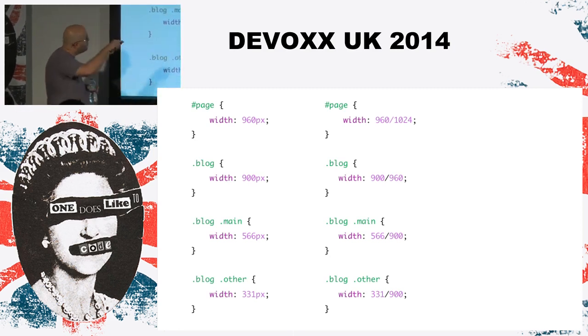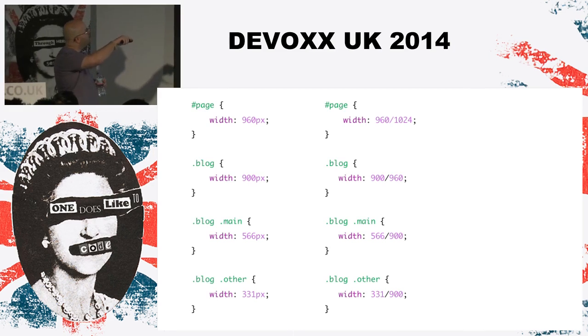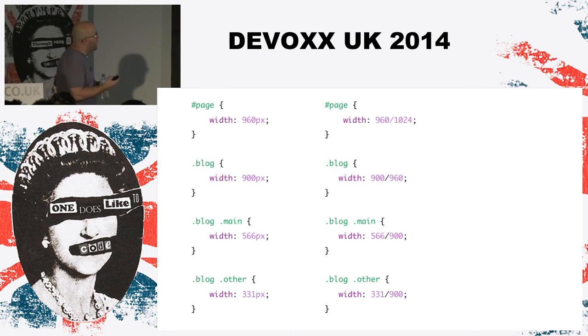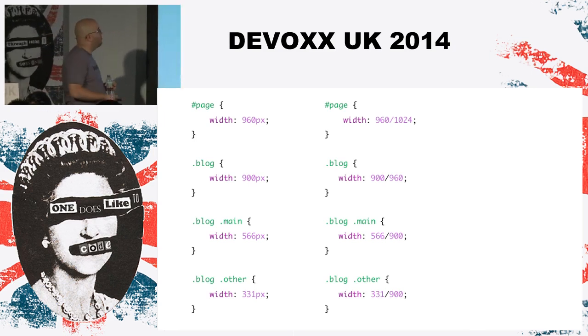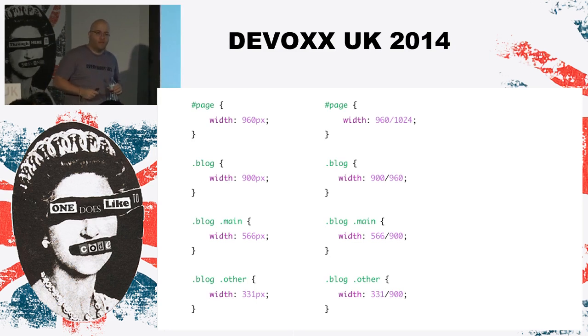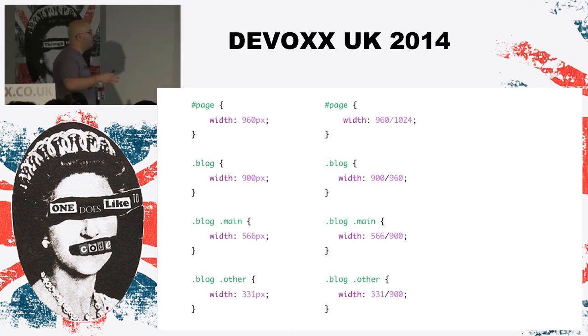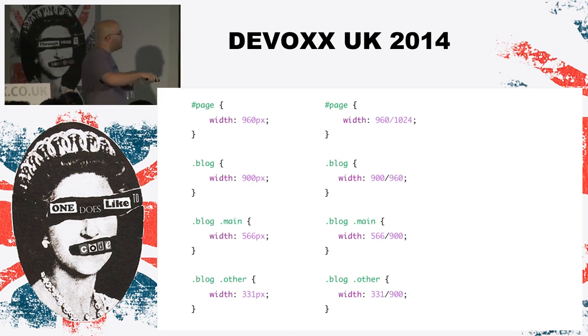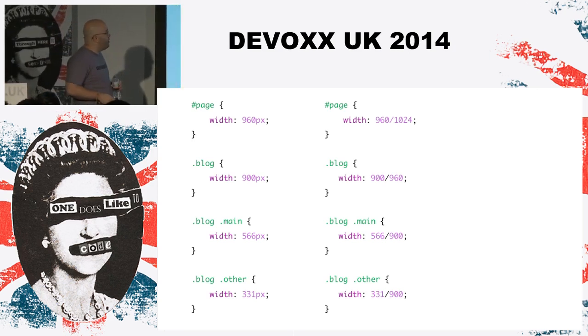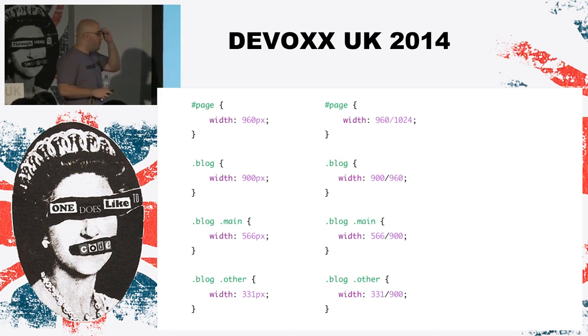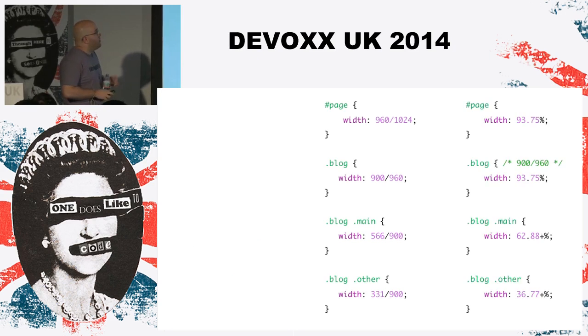I'm going to do the division for all those numbers. So same thing for blog. Because blog is inside my page, I'm going to take its actual width of 900 pixels. I'm going to divide this by 960. I'm going to do this for the main also. So the main is inside the blog, so you're following. Yeah, main is inside the blog. So again, I'm going to do 560 divided by 900. Same thing for other, still inside the blog element, the blog div. So I'm going to do 331 divided by 900. That's going to give me something like this in percent.